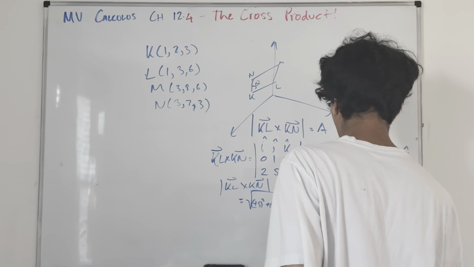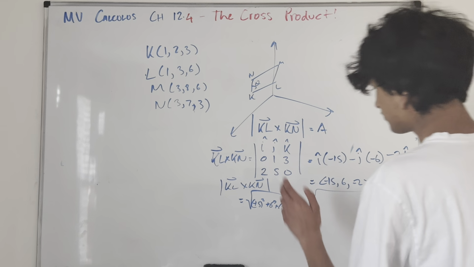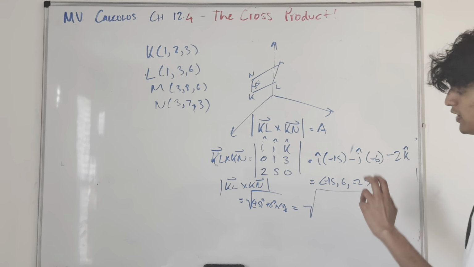I must have done different vectors or something. But 15 squared is 225, plus 6 squared, 36, plus 2 squared is 4. So 36 plus 4 is 40, 40 plus 225, that would end up equaling root 265, which actually ends up being the area of this parallelogram, which I think is pretty cool.